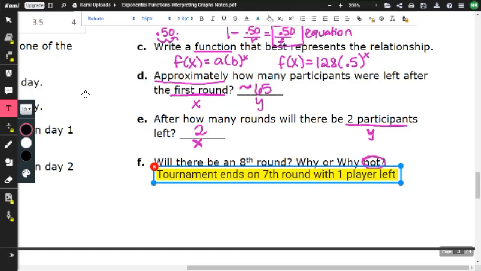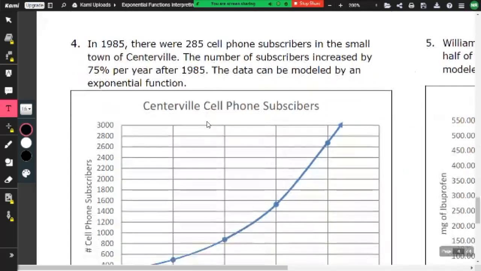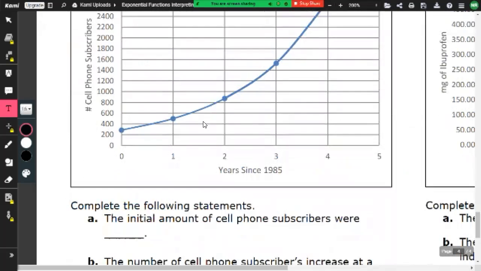Today is all about knowing the meaning behind all the numbers. All right, as you're turning the page, number 4, in 1985, there are 285 cell phone subscribers in the small town of Centerville. The number of subscribers increased by 75% per year. After 1985, the data can be modeled by an exponential function. Here we go. What is the initial amount of cell phone subscribers?